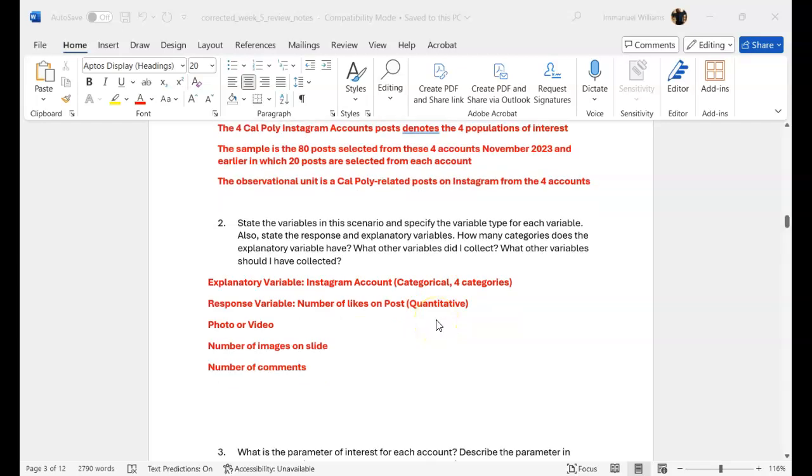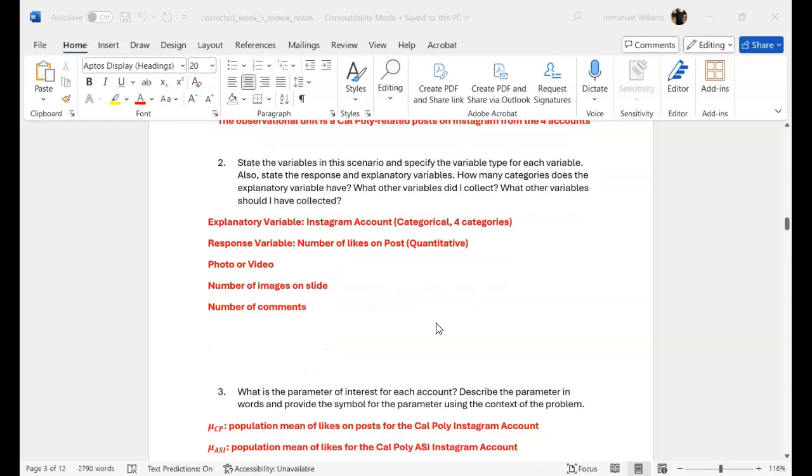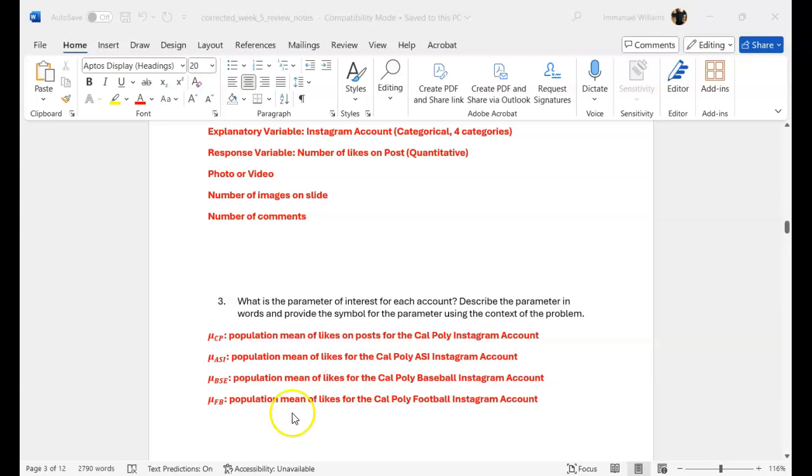What is the parameter of interest for each account? Technically, it's going to be the population mean, mu. Describe what the parameter is. It's going to be the population mean of likes from that Instagram account. And so that is what we see here.